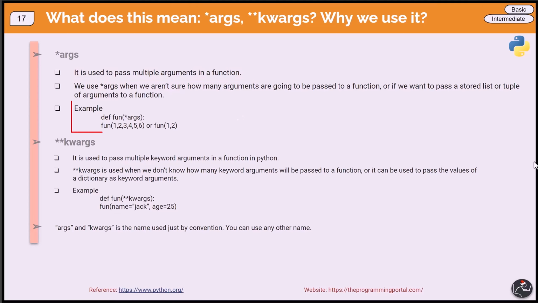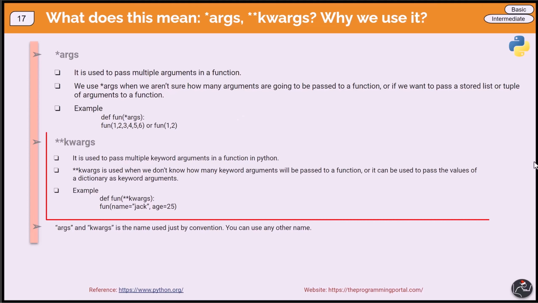Let's say I created a function where I pass two arguments 1 and 2, then the function works. And it will also work if I pass 10 arguments. It will not throw an error. So when we don't know how many arguments we will be receiving, use args. That's why Python is called a developer friendly language, as it provides more flexibility to developers.